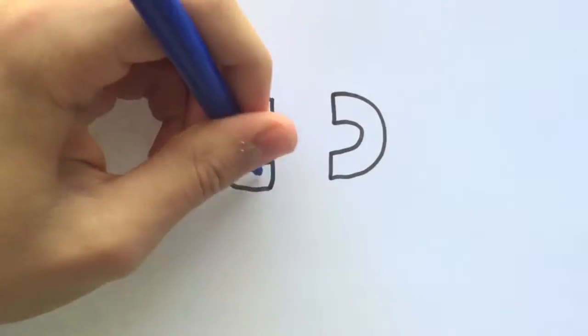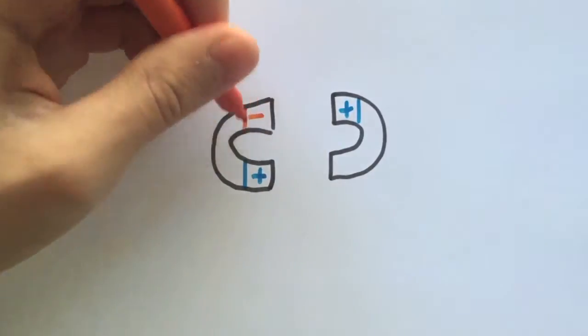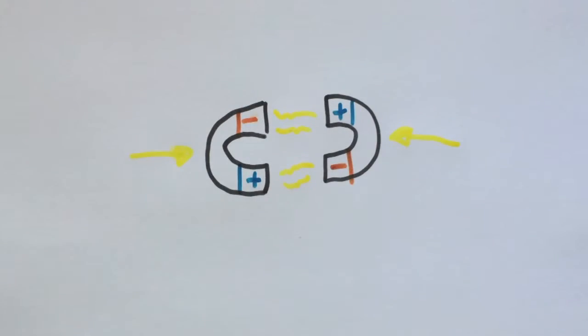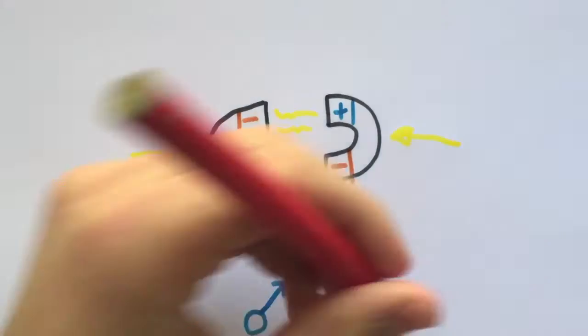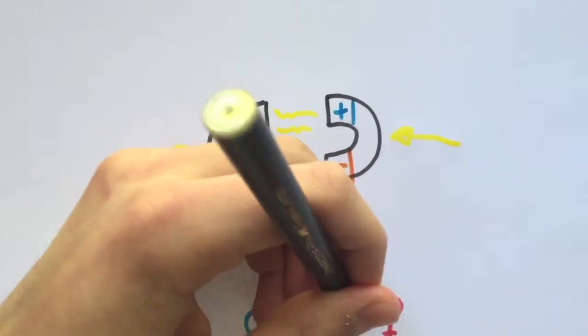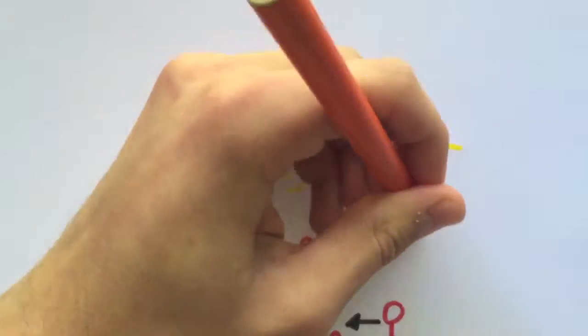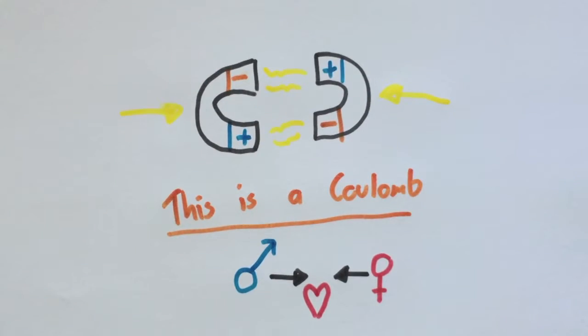Easy examples of this process is with two magnets. Magnets are known to join to other magnets, but they must be of opposing electromagnetic charge. Another example is with genders. Opposite genders are attracted to each other, usually. This is known as a Coulomb.